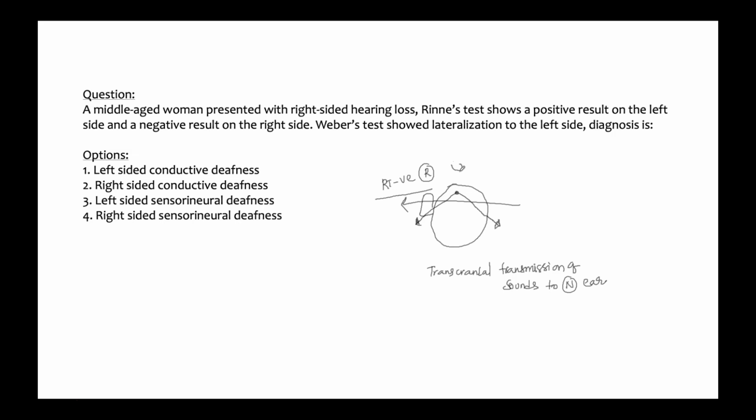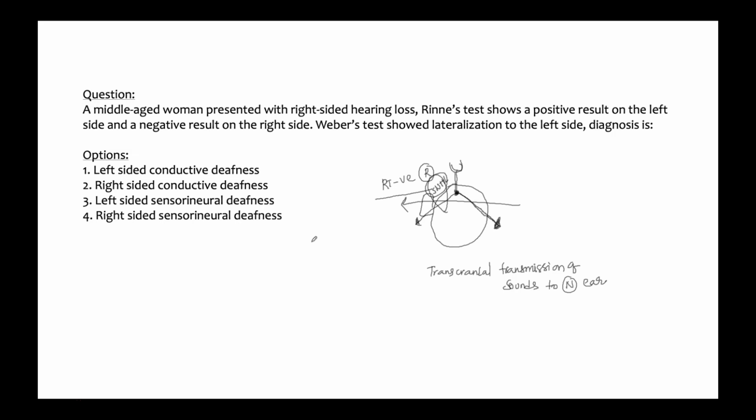So when I do a Weber's test, because there is a very severe sensory neuronal hearing loss here, the sound is getting transmitted to the normal ear, and this is giving us what we call a false negative test, because when it is very severe, bone conduction is more than air conduction, giving a Rinne's negative test.